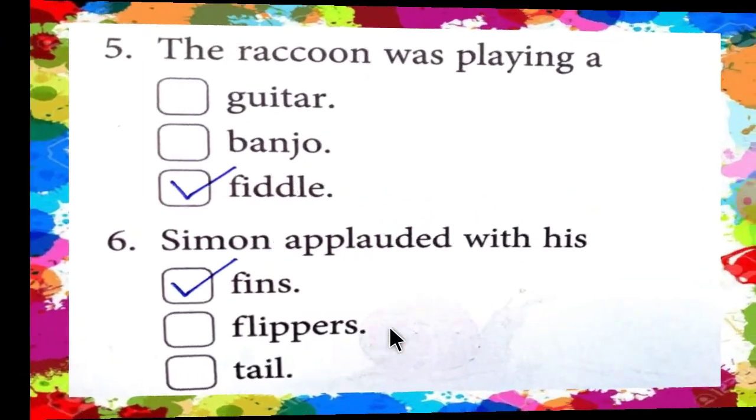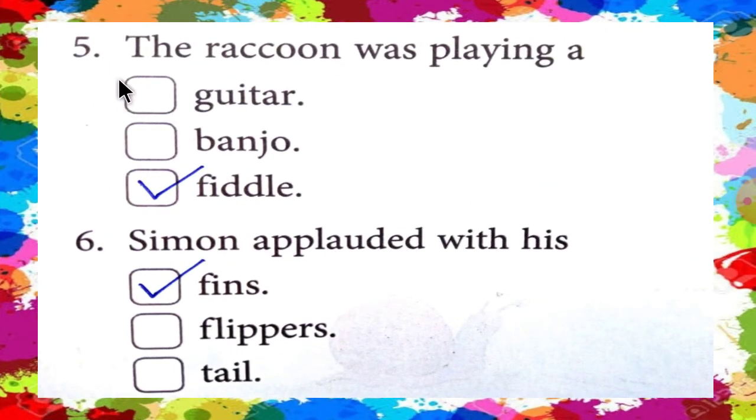Then next is question 5. The raccoon was playing a fiddle. Then number 6. Simon applauded with his fins.